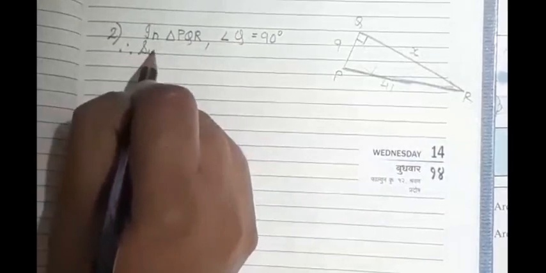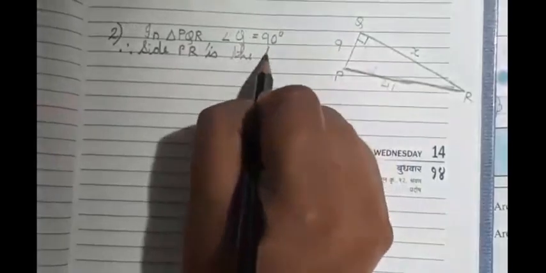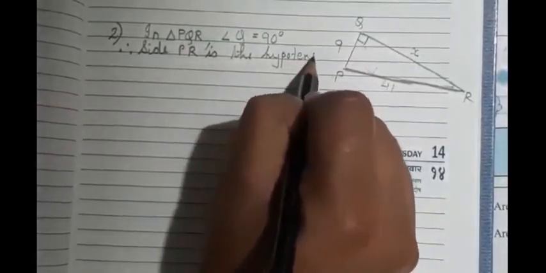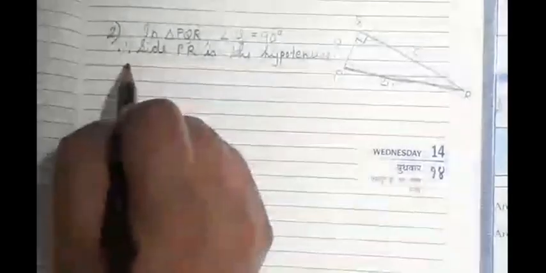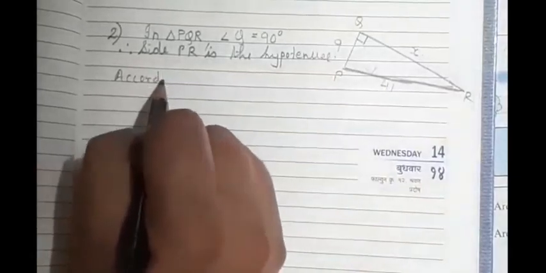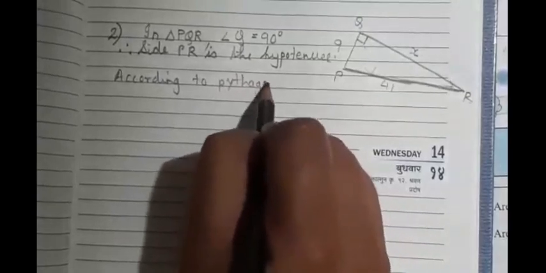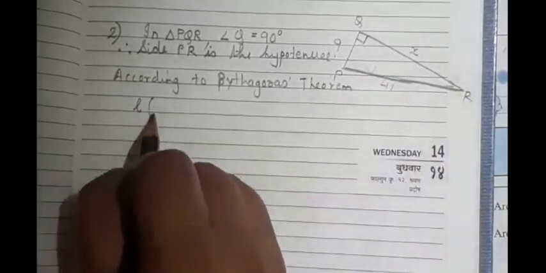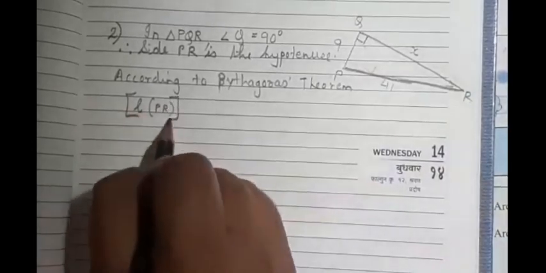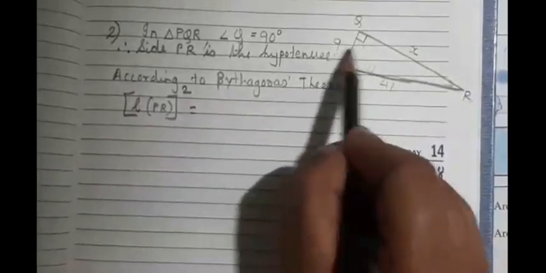Therefore, what we can say? Therefore, side PR is the hypotenuse. Understood? So PR is the hypotenuse. Now, according to Pythagoras theorem, the longest side, length PR square, okay, did you understand how I am writing, is equal to the sum of the other two sides.